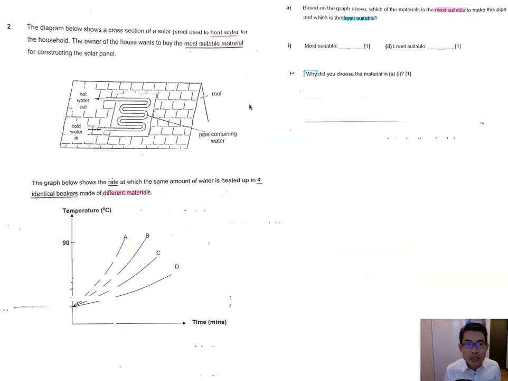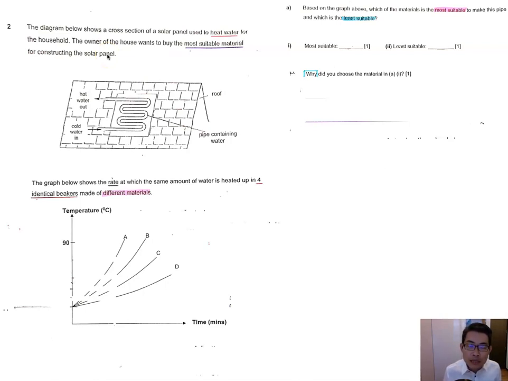Now let's go on to the second question. The diagram below shows a cross-section of a solar panel used to heat water for the household. The owner of the house wants to buy the most suitable material for constructing the solar panel. Now this is a case of a novel situation. Novel means it is new to you.